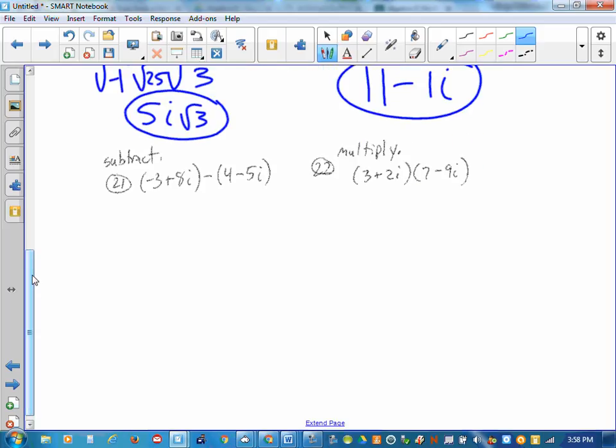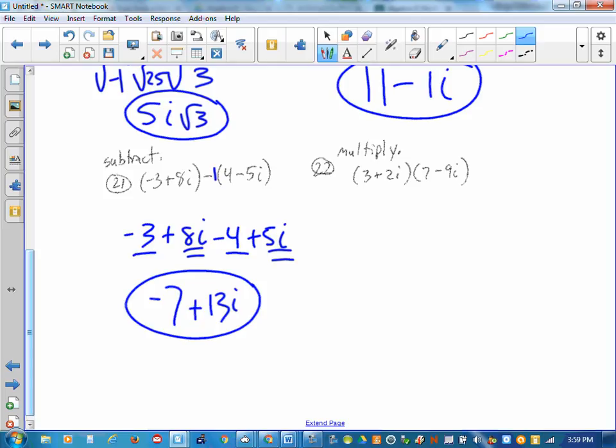Subtraction. Subtraction, you must distribute. So it's going to be negative 3 plus 8i. Just distribute the negative in front. So it's negative 4 plus 5i. Then we collect our like terms. Negative 3, you borrow $3, you borrow $4, so you owe 7. And then we put the 5 and the 8 together. 5 and 8 makes 13, so it's 13i.